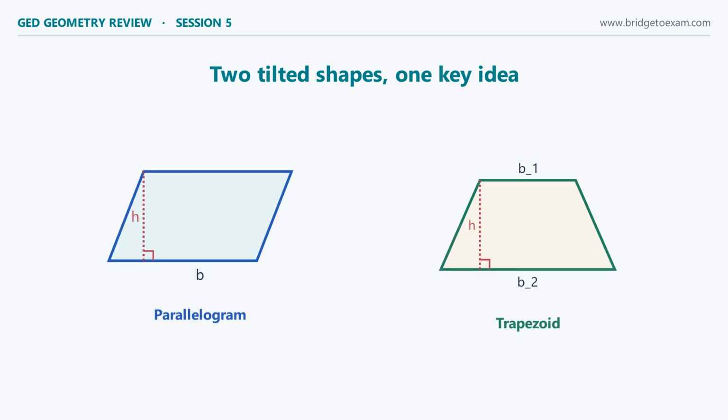Today we tackle parallelograms and trapezoids. Both shapes look a little tilted, but they share one key idea. Their area depends on the perpendicular height, the straight up and down distance between the two bases.